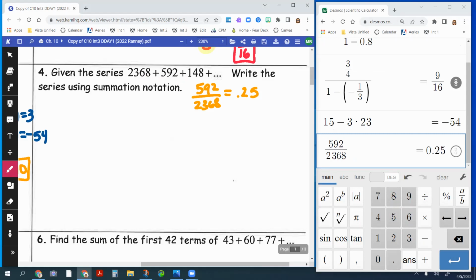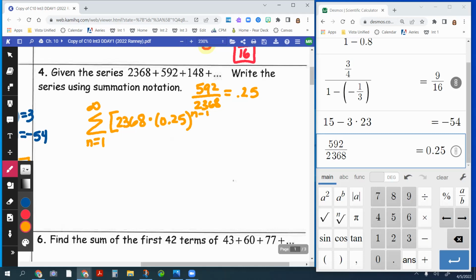So when we're doing this, well, it doesn't say what I'm adding up to. So I'm going to start with n equal 1, let's say to infinity, because it doesn't give us any particular endpoint. And I'm going to write my equation. I'm starting with 2,368, which is my first term, not my zero term. I'm timesing by, let me do it this way, I'm going to put a bracket here. I'm timesing by 0.25 or 1/4 to the power n minus 1. And that is going to be our equation. And the reason that this is an n minus 1 is because this is my first term, not my zero term.